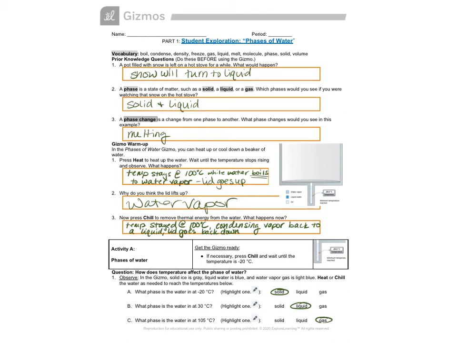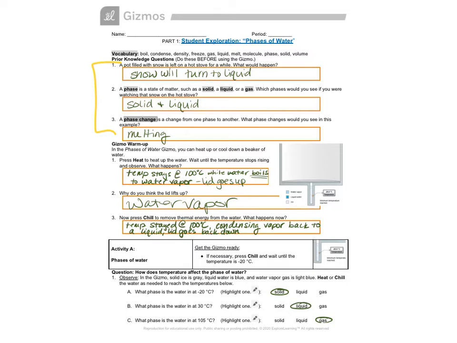Okay, so just going to go over the gizmo quickly. We were able to get through most of this in class, but you did need to finish a little bit for homework, and this will be helpful if you missed class for those that weren't there. So the first three questions are prior knowledge. So these three questions should be easy to answer.